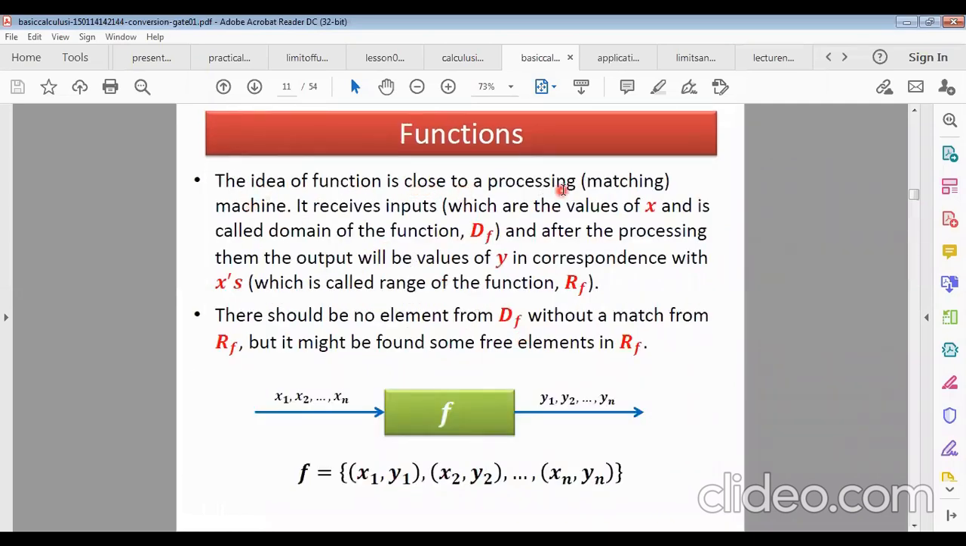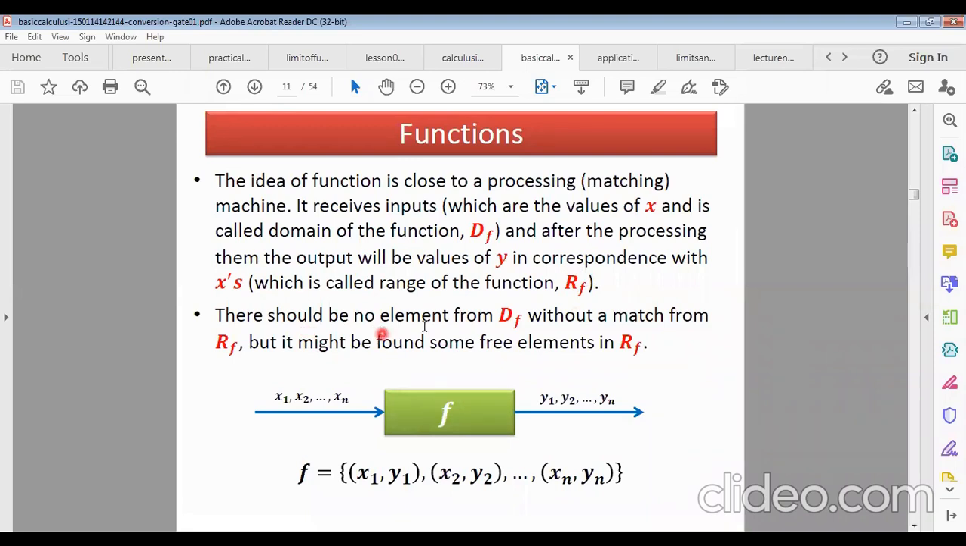Now the idea of a function is close to processing, like a machine. It receives inputs, which I have talked with you about, which are the values of x, and is called the domain of the function. Remember it. The set of all inputs x is called the domain, and it is represented by Df. After processing, the output will be the value of y, depending on x, which is called the range. The set of all values of the dependent variable, that means the set of all values of y, is called the range, Rf.